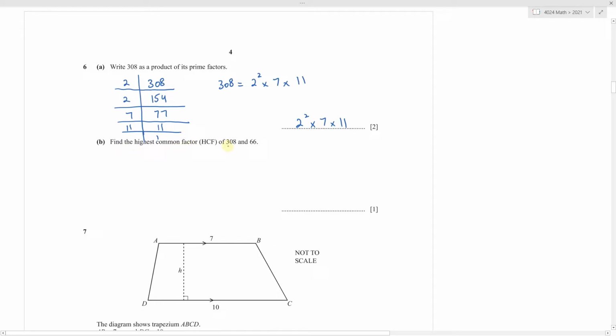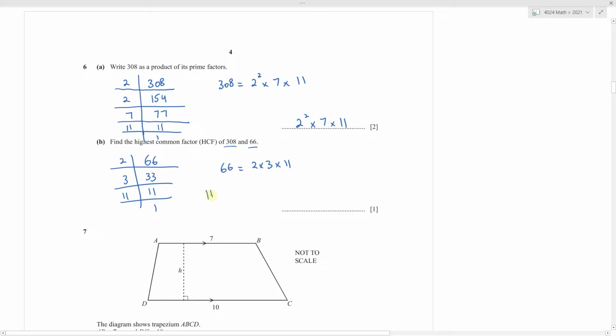Part B: Find the highest common factor of 308 and 66. So you have already factorized 308 in the previous part. Let's factorize 66 as well. So if I factorize 66, this is divisible by 2. I get 33. This is divisible by 3, 11, and then 11 times 1. So 66 can be written as 2 multiplied by 3 multiplied by 11 as a product of its prime factors. So now you have a representation of both numbers as a product of their prime factors.